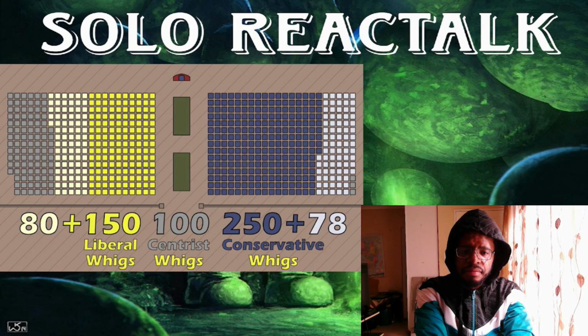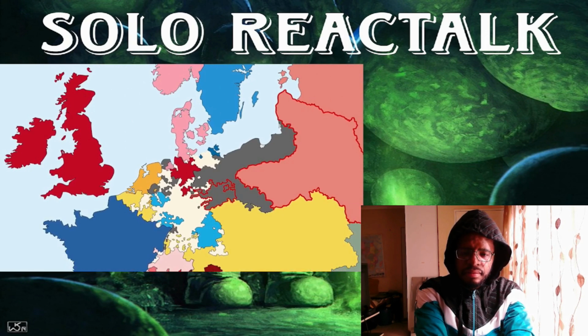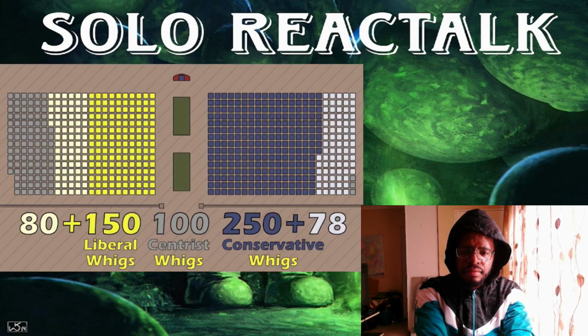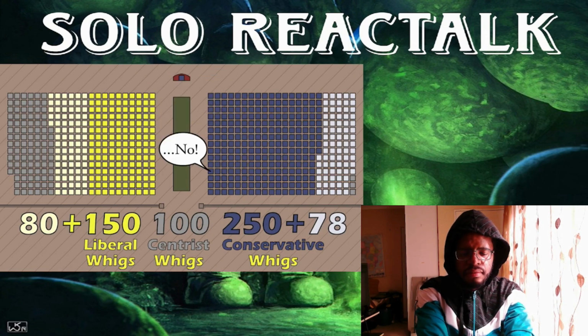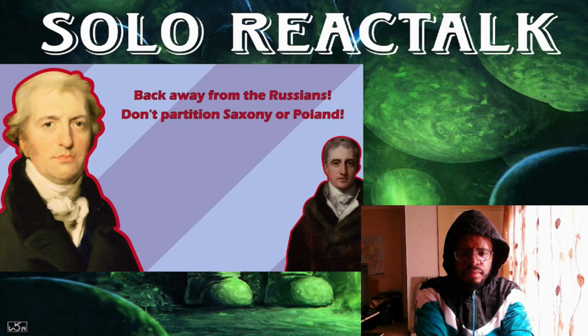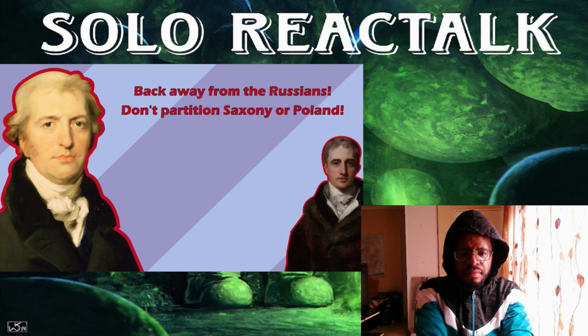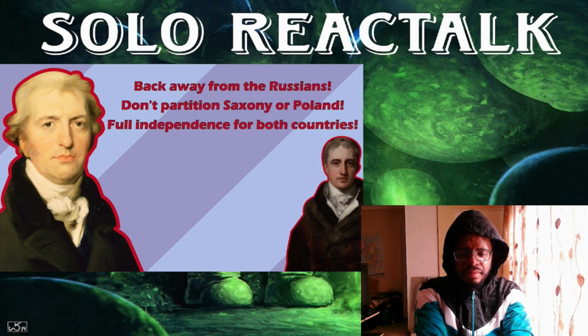Liverpool was in a precarious situation and could not appear to be throwing the people of Poland to the Russian wolves, or bears or whatever. The liberals wanted to paint Liverpool as sympathetic to the Russian tyrant, and so Liverpool needed to prove them wrong. He wrote to Castlereagh, instructing him to back away from any deal that would partition Saxony or Poland. The official British position would now call for full independence for both countries.